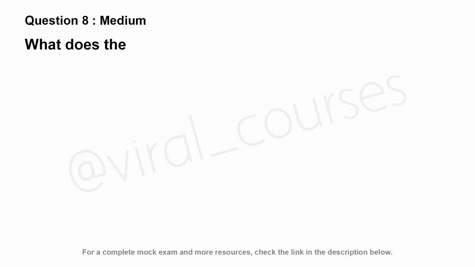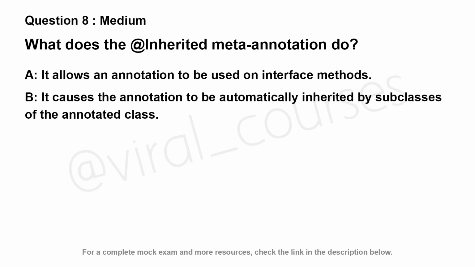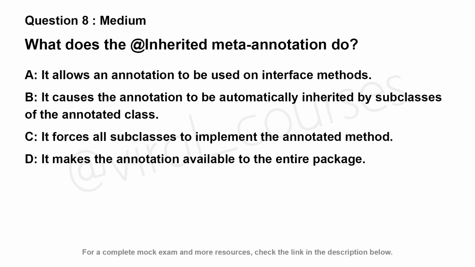What does the @Inherited meta-annotation do? Option A. It allows an annotation to be used on interface methods. Option B. It causes the annotation to be automatically inherited by subclasses of the annotated class. Option C. It forces all subclasses to implement the annotated method. Option D. It makes the annotation available to the entire package.